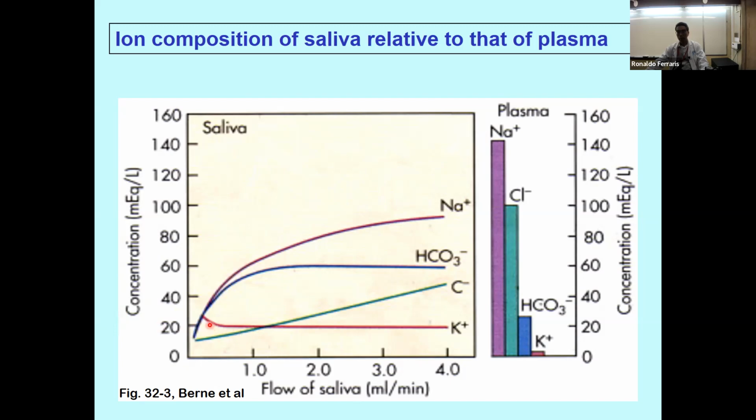The other ion that is higher than that of plasma is potassium. Goes from 25 to more or less a little bit less than 20, and it's very low in the plasma.